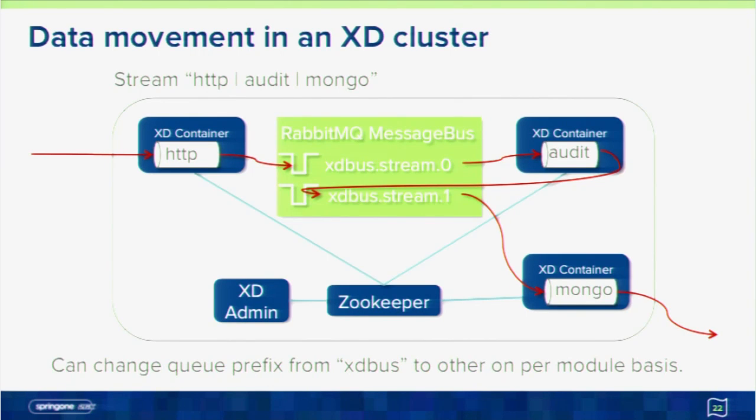Now, there was a question earlier about, what's the deal with a composite? So if we had taken the audit and the Mongo and built that into a composite, then that module would have been deployed as a whole to just one container, and you would have had one less messaging queue involved in the movement of the data.